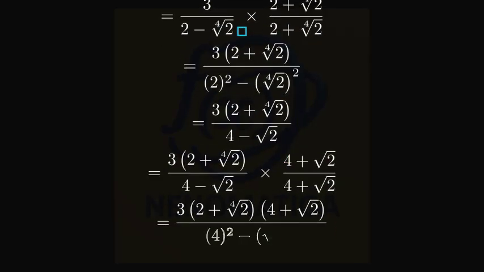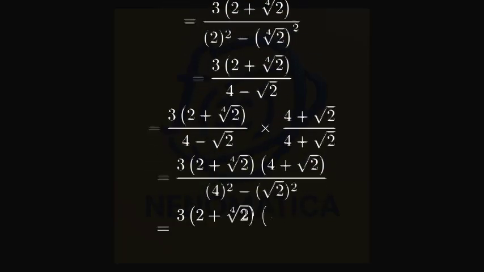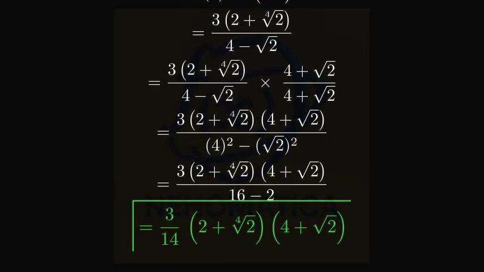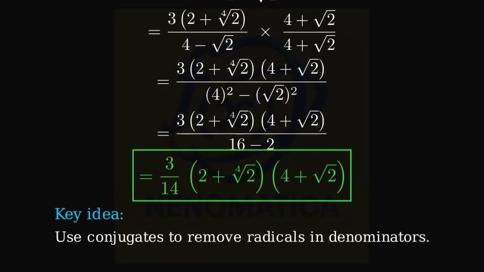Step 5. Again, apply the difference of squares in the denominator. Step 6. 4 squared is 16, and the square of the square root of 2 is 2. So the denominator is 16 minus 2. Finally, 16 minus 2 equals 14. Pull the factor 3 over 14 out front. The simplified exact form is 3 over 14 times the quantity 2 plus the fourth root of 2 times the quantity 4 plus the square root of 2. Key idea. Use consecutive conjugates to remove radicals from denominators, moving from fourth roots to square roots, and then to integers.